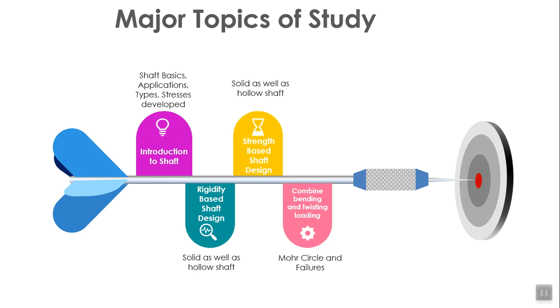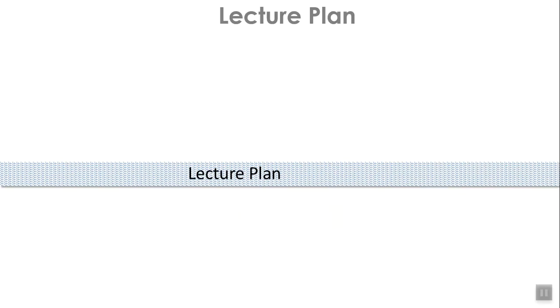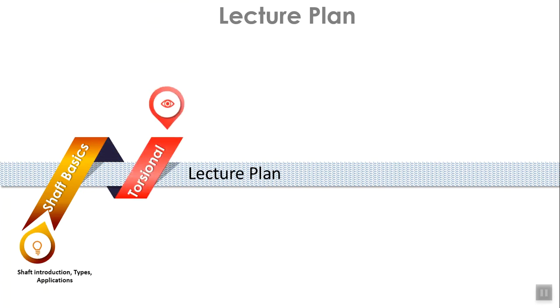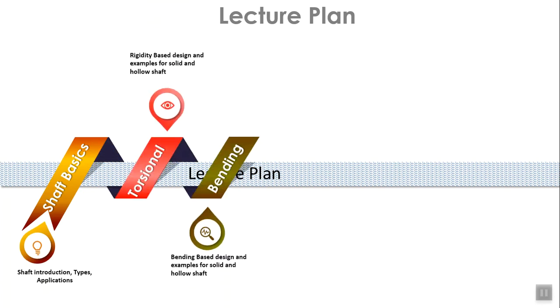Then this is one more part of the strength based design, where the shaft is subjected to bending as well as twisting. We'll try to cover Mohr circle, which is an already known concept you studied in strength of material, and these are the major topics of the study. This can be our lecture plan. However, this is tentative, but we'll try to follow it in a similar way.